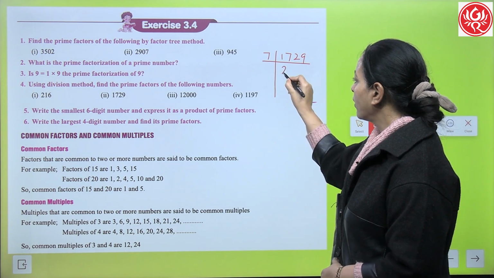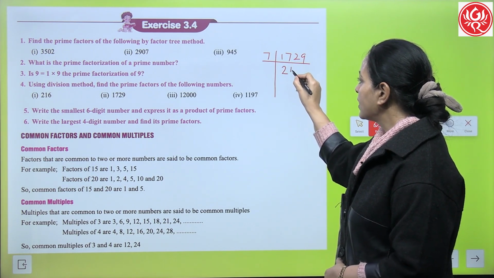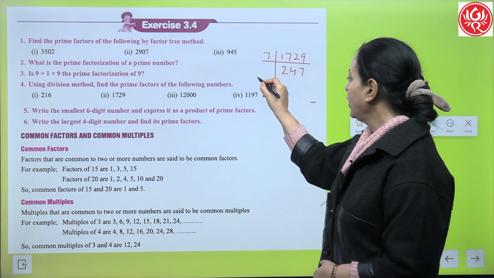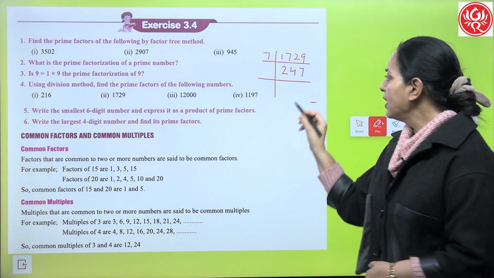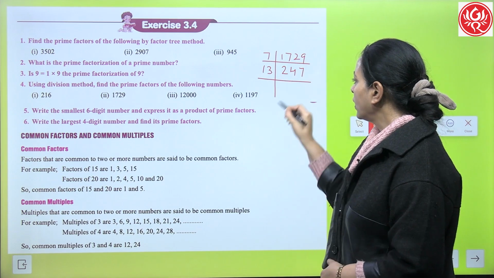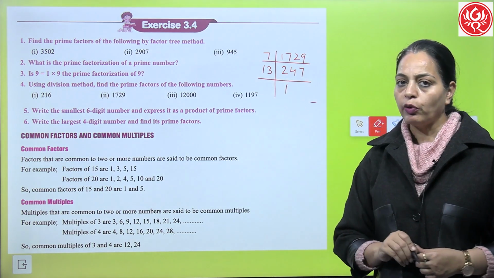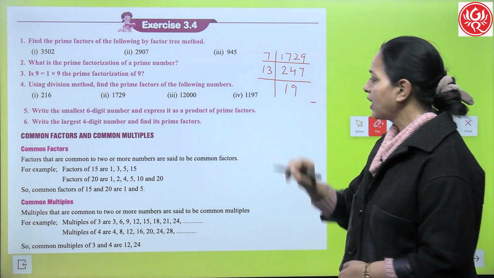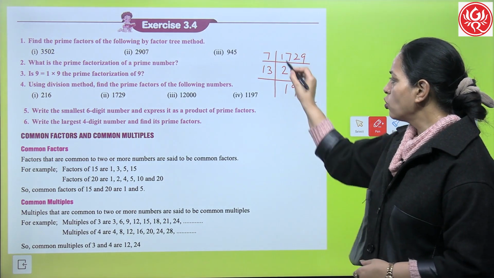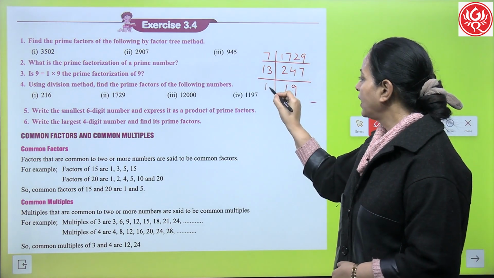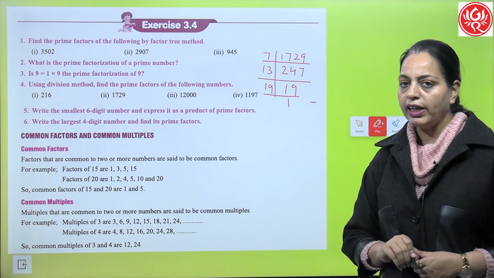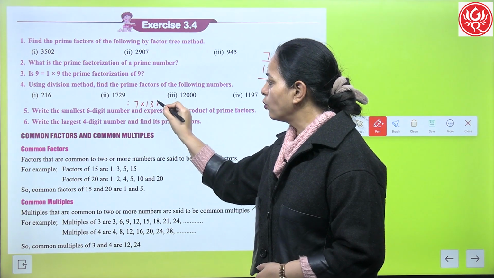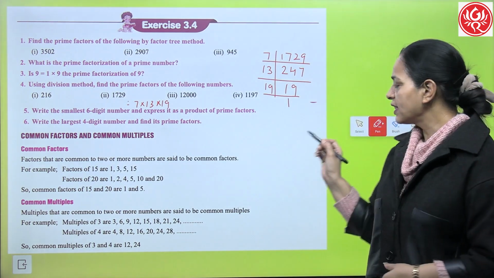So 7, here 7 2s are 14. Then 7 4s are 28. Then 7 7s are 49. Now we are getting 247. This is divisible by 13. So 13 ones are 13. So what will you get? 11 and 7, then 117. You will get 13 9s are 117. So you can see all are prime numbers. 19 is divisible by 19 only. So what will you get? You will get 7 into 13 into 19. I hope this is clear to you.